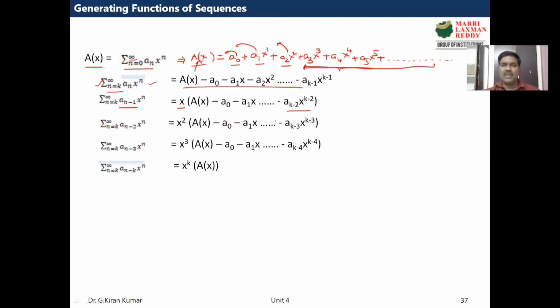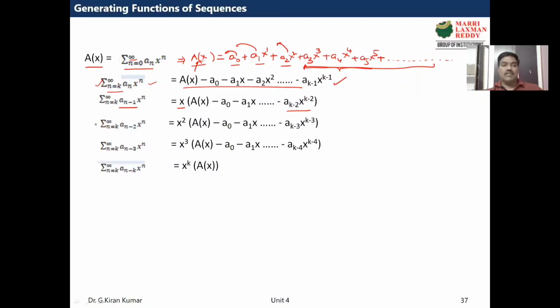There is a proof also, you need not worry about all these proofs. Just try to remember. So you understand this, right? This is a basic subtraction. And the sum from k to infinity of a of n minus 1 x power n equals x times A of x, with one term reduced.